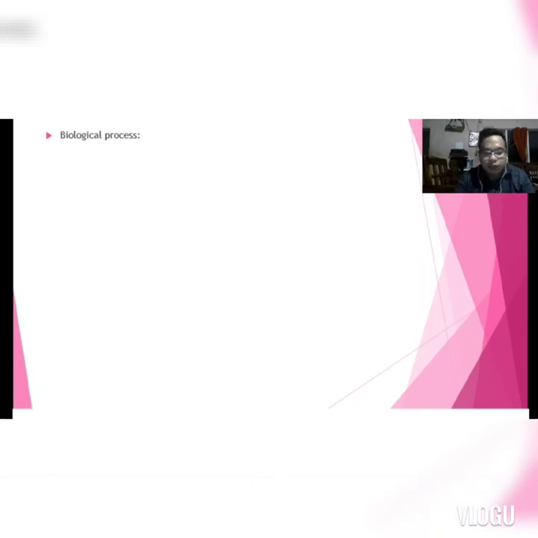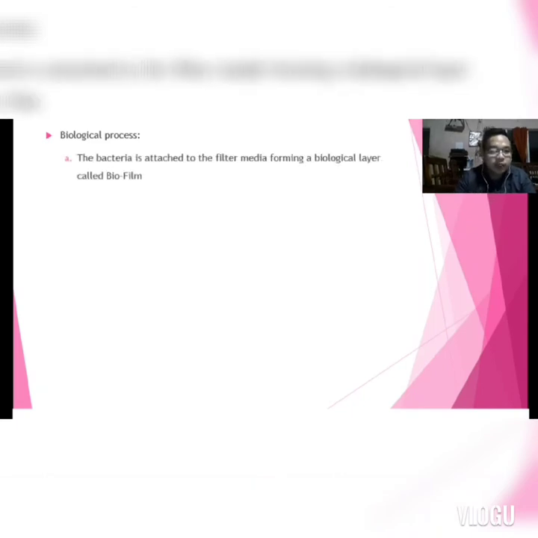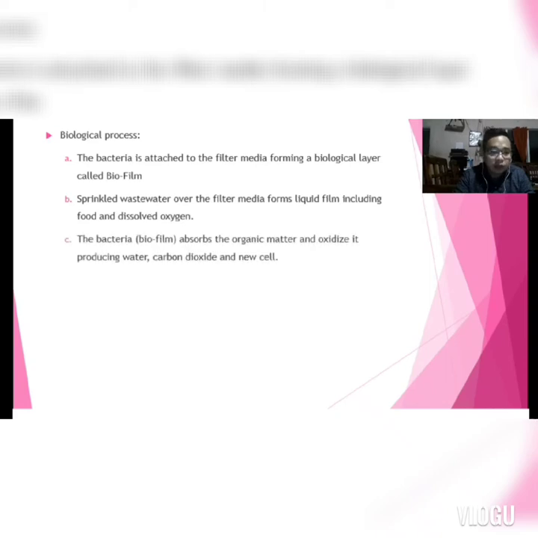So now let's talk about its biological process. First, the bacteria is attached to the filter media, forming a biological layer called biofilm. Then, wastewater sprinkled over the filter media forms a liquid film including food and dissolved oxygen. The bacteria or biofilm absorbs the organic matter and oxidizes it, producing water, carbon dioxide, and new cells. The biological layer consists of aerobic and anaerobic portions.